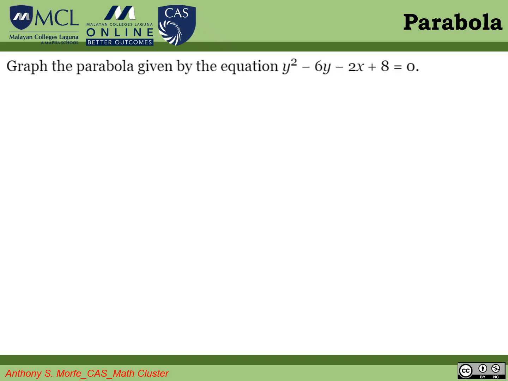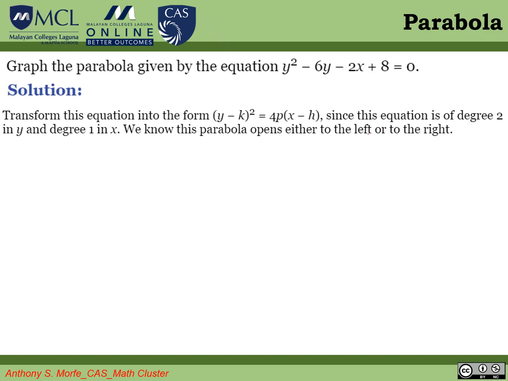Graph the parabola given the equation y squared minus 6y minus 2x plus 8 equal to 0. So we are given a parabola in general form. For the solution, we have to transform this equation into the form (y minus k) squared. You see here, the variable y is being squared, of degree 2, and x is of degree 1. So we have to use this standard form, so we transform this equation into this standard form.